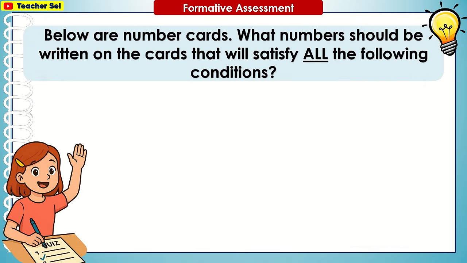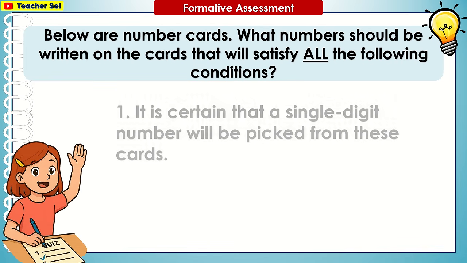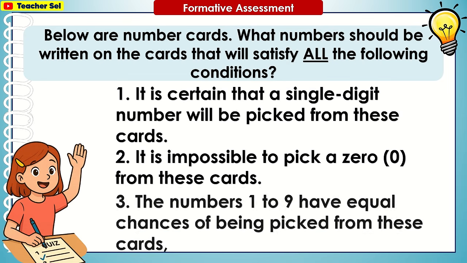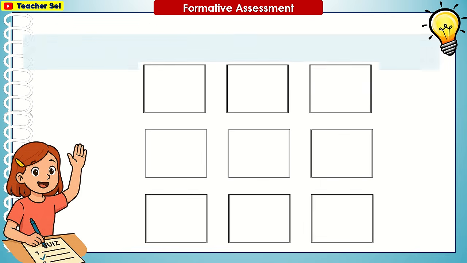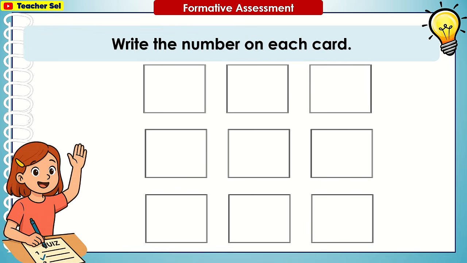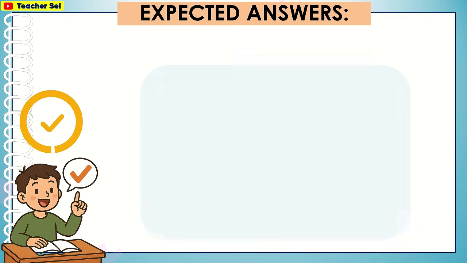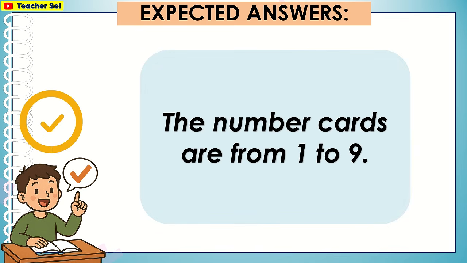Below are number cards. What numbers should be written on the cards that will satisfy all the following conditions? It is certain that a single-digit number will be picked from these cards. It is impossible to pick a 0 from these cards. The numbers 1 to 9 have equal chances of being picked from these cards. Write the number on each card. For the expected answer, the number cards are from 1 to 9.